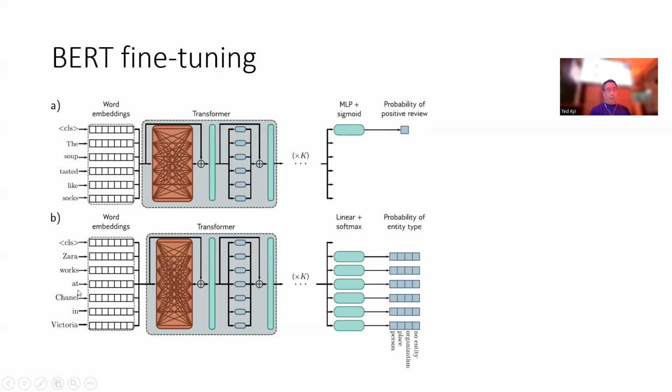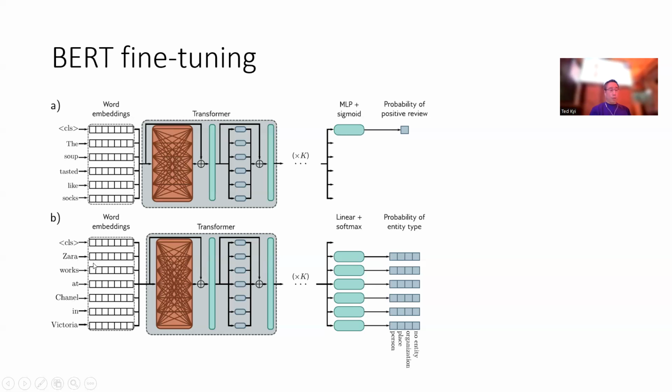A different way that you can train this model is you can say, I want to have some kind of embeddings that this model outputs. And so in that case, now you really are going to use the outputs from each word. But you may say, wait a second, what do you mean word embeddings? I already embedded words. That was the very first thing I did. In this case, Zara works at Chanel in Victoria. Wow, that's a funny sentence.